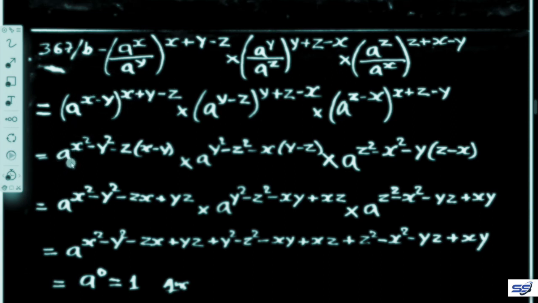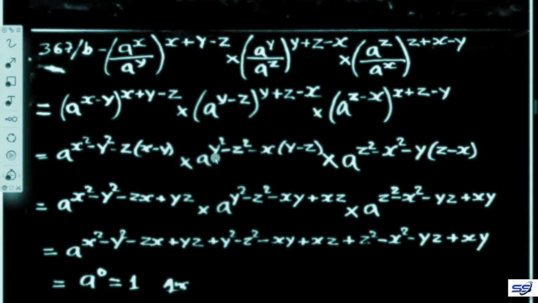Here equal a to the power x square minus y square, as x minus y and x plus y come as per formula (a minus b)(a plus b). So it becomes a to the power x square minus y square, and the rest, z, is again multiplied with this power x minus y. Here z multiplied (x minus y) into a to the power y square minus z square, as here is y plus z and inside the bracket there is y minus z. Here y plus z, y minus z comes as y square minus z square, and the rest, x, is again multiplied to y minus z.